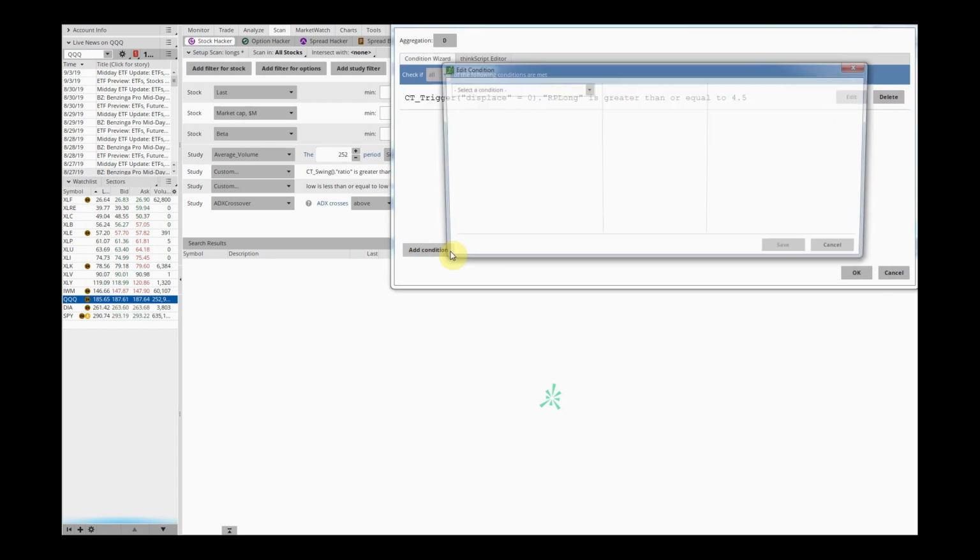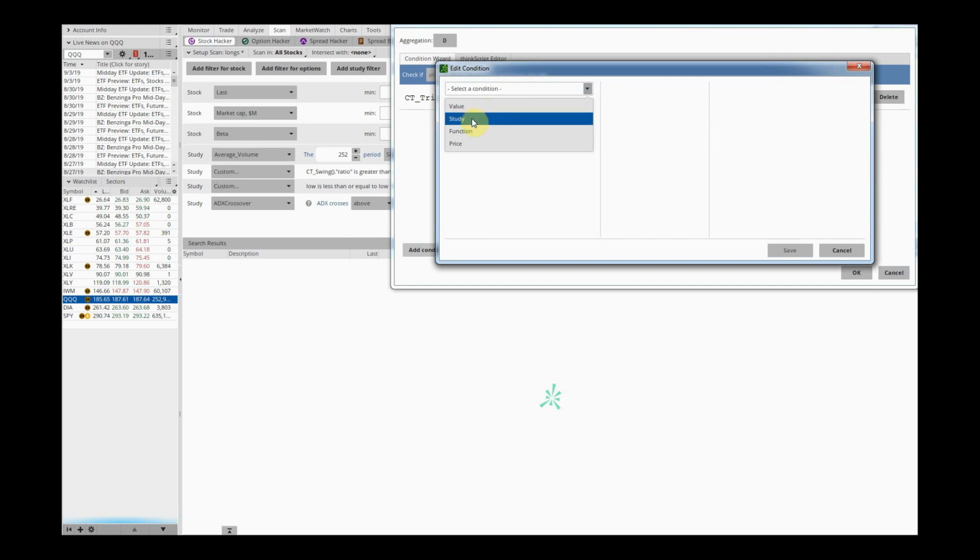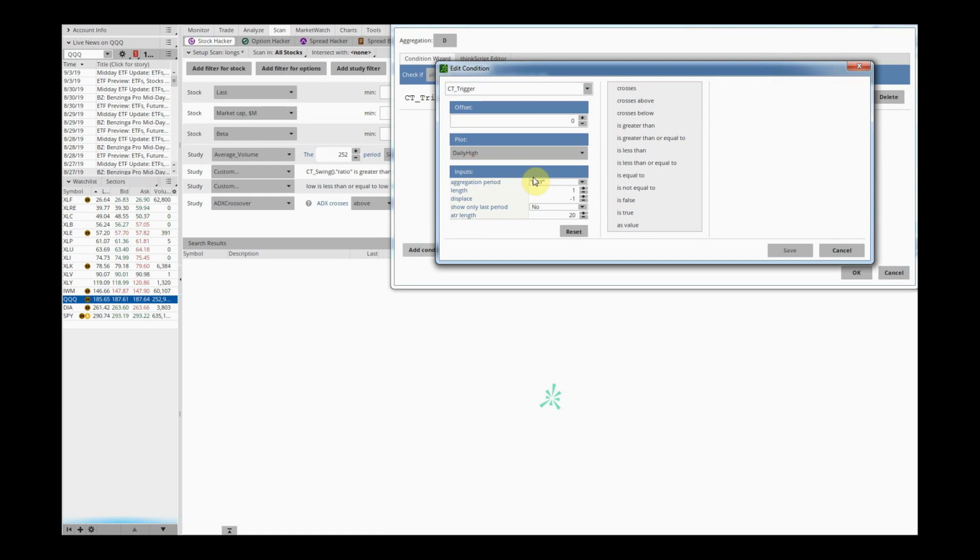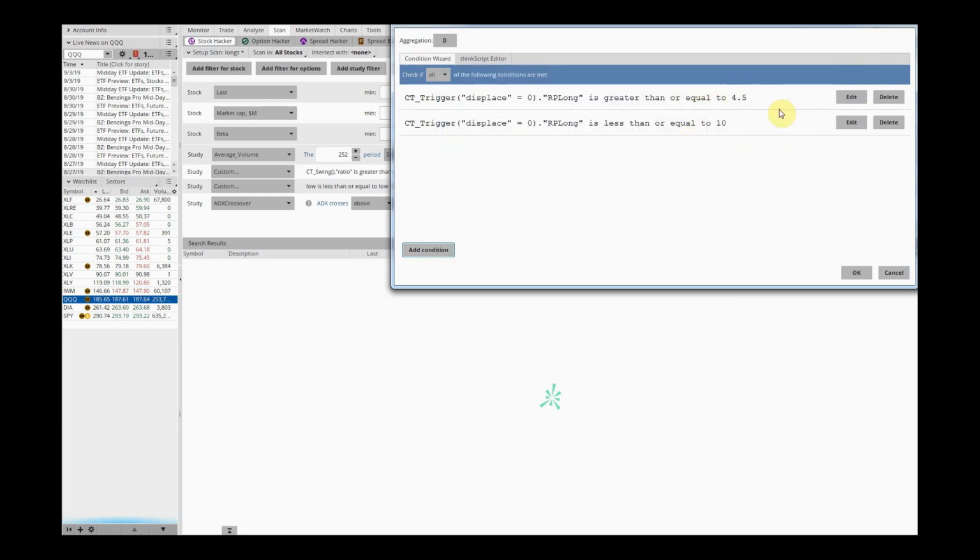Save that. We're going to add condition again. We're going to go to study. We're going to do CT trigger again. 0. Risk percent long is less than or equal to a value of 10%. So now this basically has us, if we enter the trade at the up trigger price, the down trigger price would be somewhere between 4.5% to 10%.